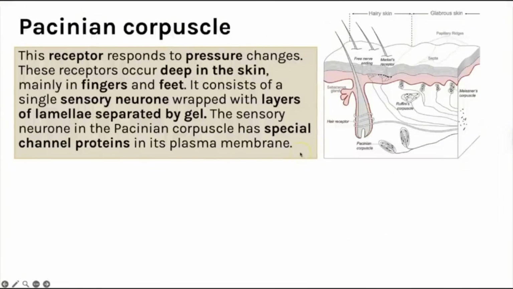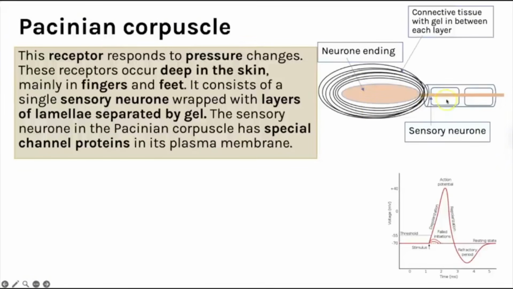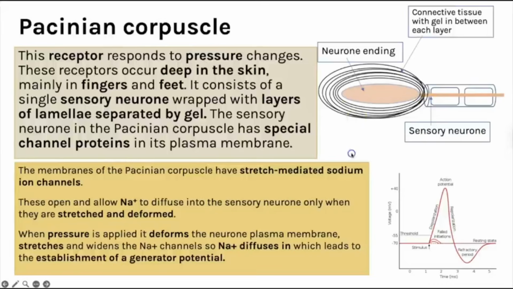So your Pacinian corpuscle, this receptor responds to pressure changes. They are the receptors that you find lots of deep in the skin, mainly in the fingertips and in feet. And it consists of a single sensory neuron wrapped in layers of lamellae separated by gel. The sensory neuron seen in the corpuscle has special channel proteins in its plasma membrane. So here's our structure we can see.